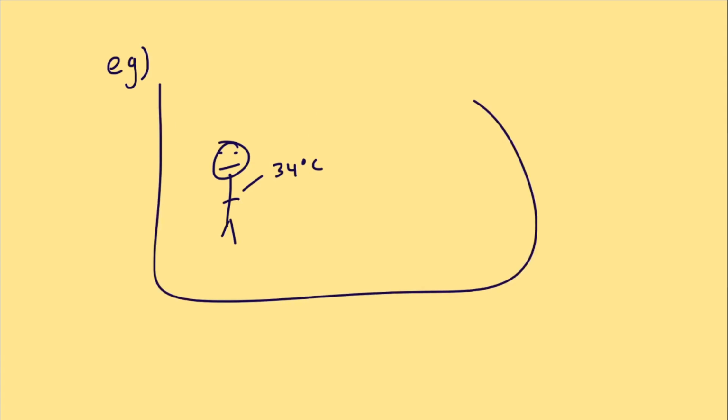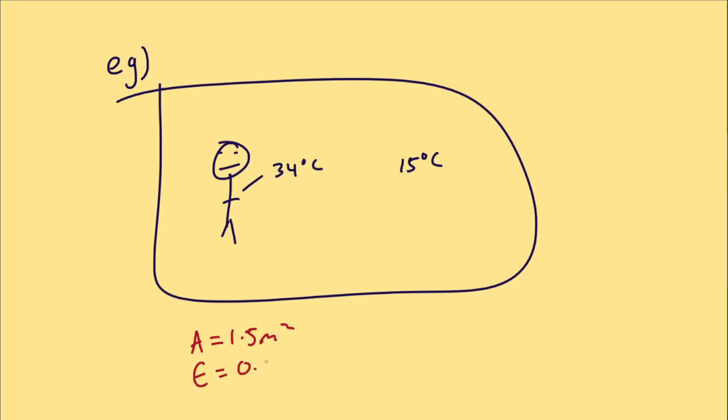Let's go through an example problem. So imagine you have an athlete, and this athlete just finished a big game. His skin has a temperature of 34 degrees Celsius, and the room he's in, the locker room, is 15 degrees Celsius. How much energy is he radiating per second? First, let's assume some values. Let's say the surface area of his skin is 1.5 meters squared, and his emissivity is 0.7.